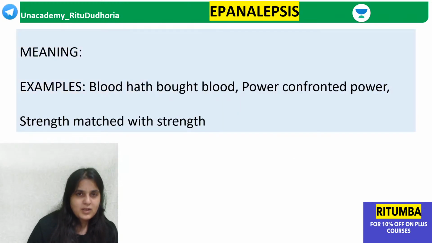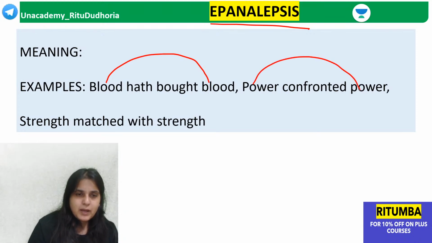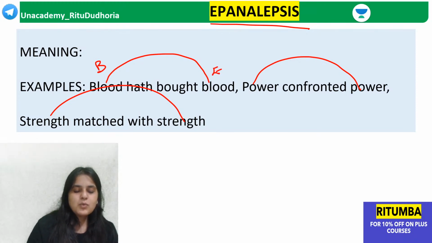ओके, लास्ट वन गाइस, एपेनालेप्सिस. व्हाट इज एपेनालेप्सिस? बहुत सिंपल है. ब्लड हैड बट ब्लड, पावर कन्फ्रंटेड पावर, स्ट्रेंथ मैच्ड विद स्ट्रेंथ. बिगिनिंग में और एंड में सेम वर्ड जब यूज होता है आप उसको बोलते हो एपेनालेप्सिस. Clear guys? Did all of you understand what it means?